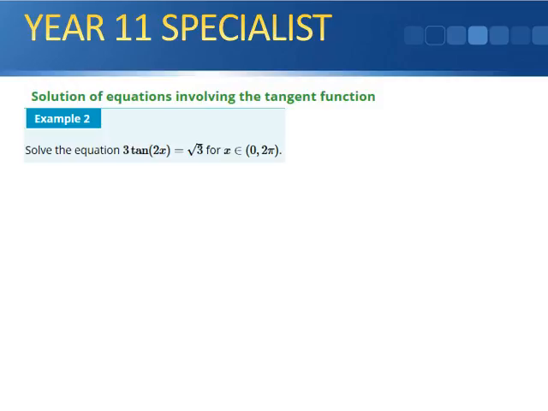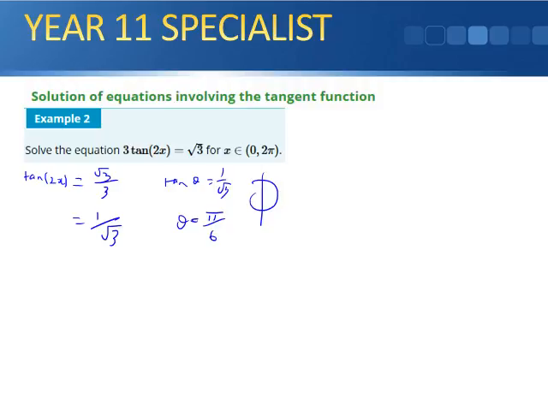Alright, solutions of equations involving the tangent function. Example 2, solve the equation 3 tan 2x equals square root of 3 for x between 0 and 2 pi. So first of all, let's do tan of 2x equals the square root of 3 on 3, which is just 1 on the square root of 3. Now let's get our base angle. So tan of theta equals 1 on the square root of 3. So our base angle is pi on 6.